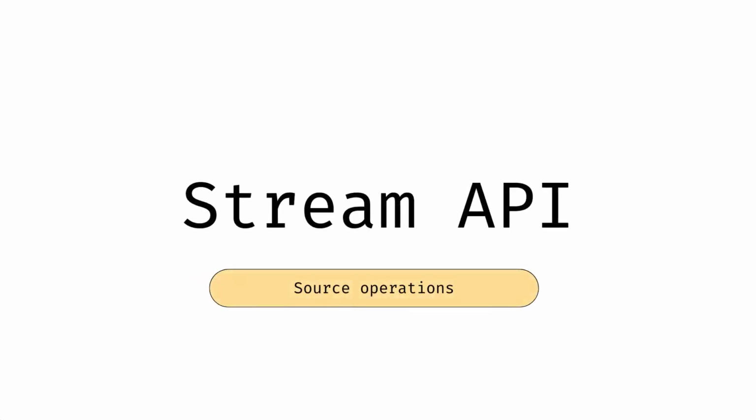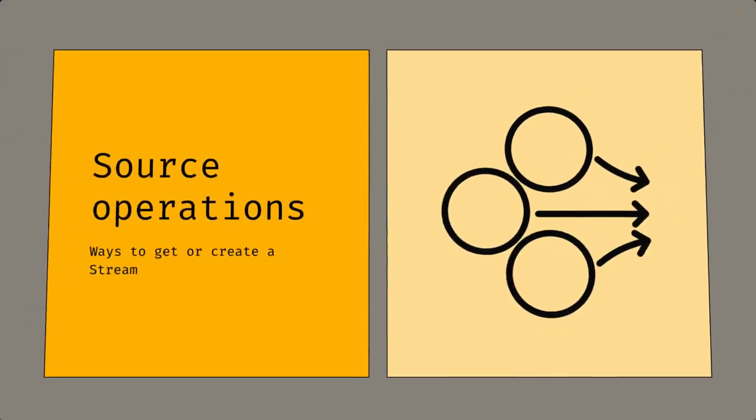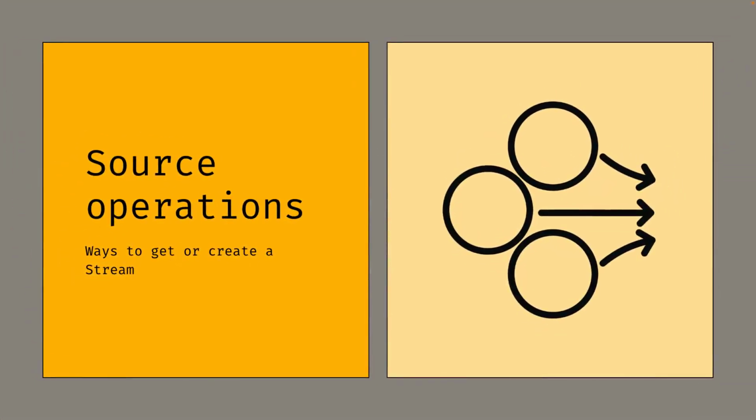Let's talk about source operations. The different ways to get a stream are called source operations. We use these source operations to create streams in our code. Stream is just a type of object.